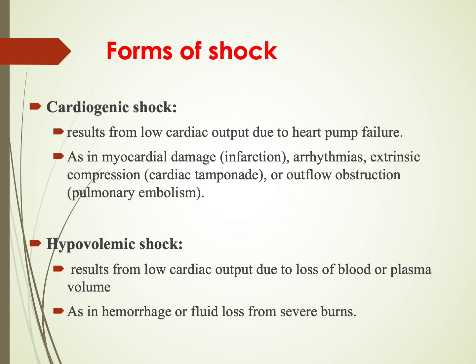Let's start with cardiogenic shock. Cardiogenic shock results from low cardiac output as a result of myocardial pump failure, failing of the pump. The heart cannot effectively pump an adequate amount of blood into the circulation. It may be caused by, for example, myocardial infarction, ventricular arrhythmia, extrinsic compression like in cases of cardiac tamponade, or even outflow obstruction when we have pulmonary embolism. All these causes will result in heart pump failure, and heart pump failure means low cardiac output, and this will result in cardiogenic shock.